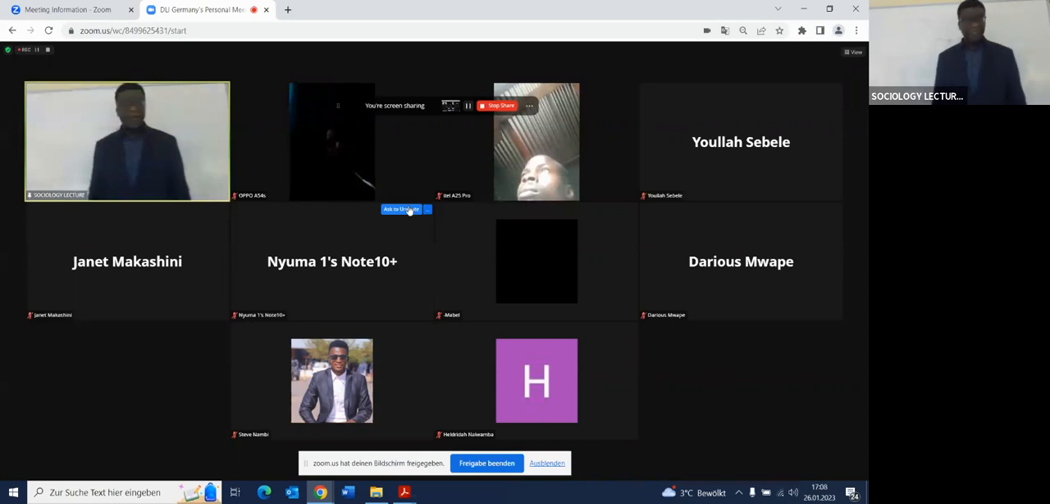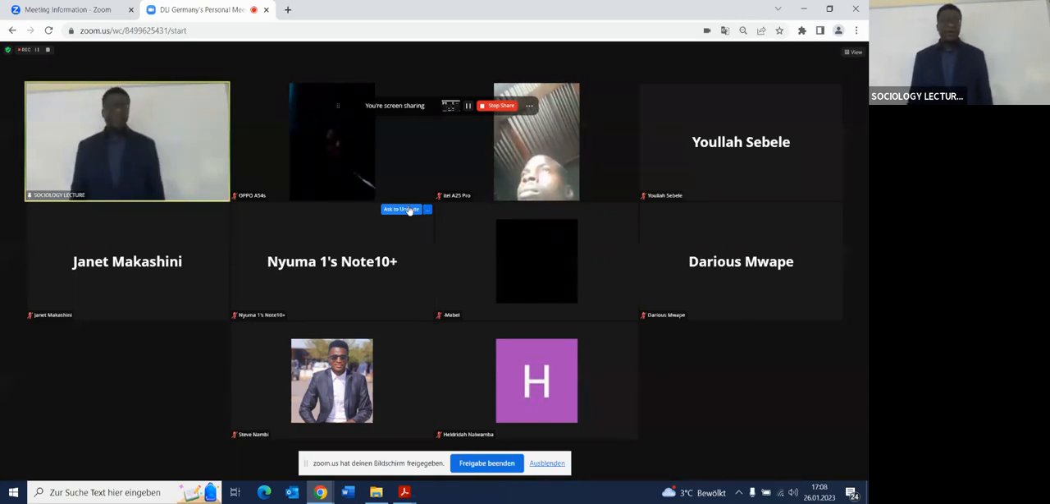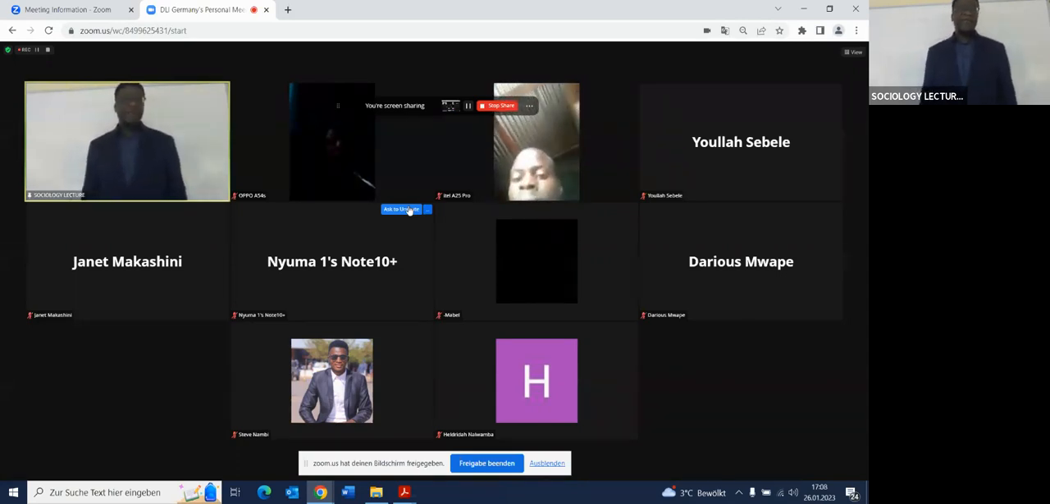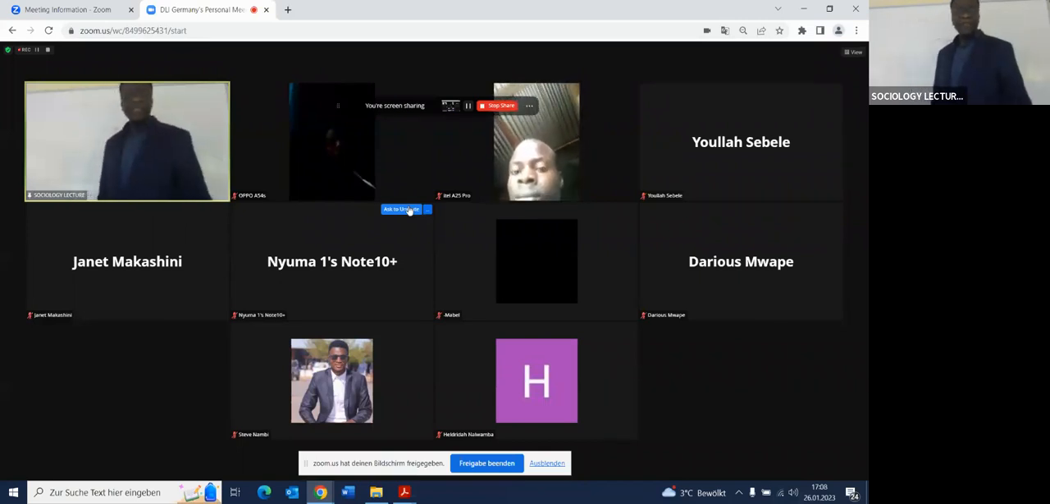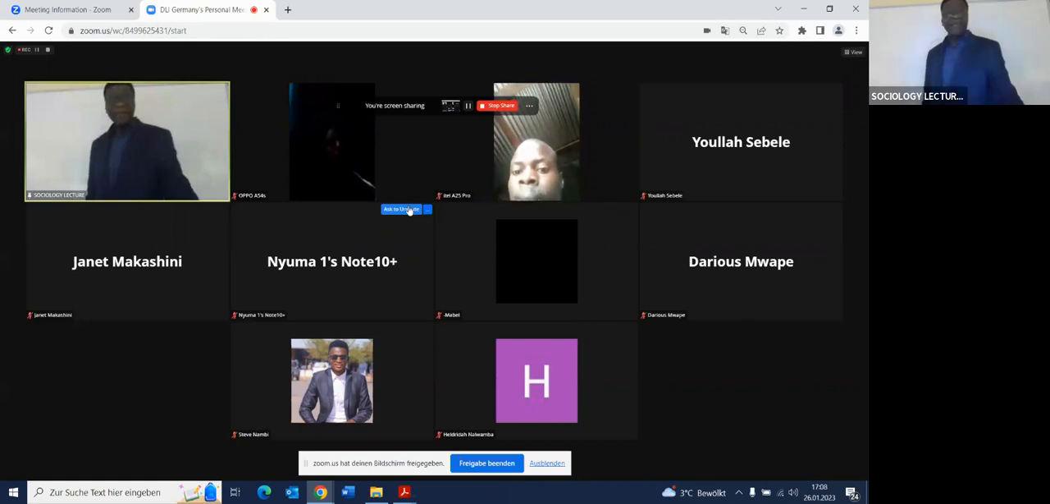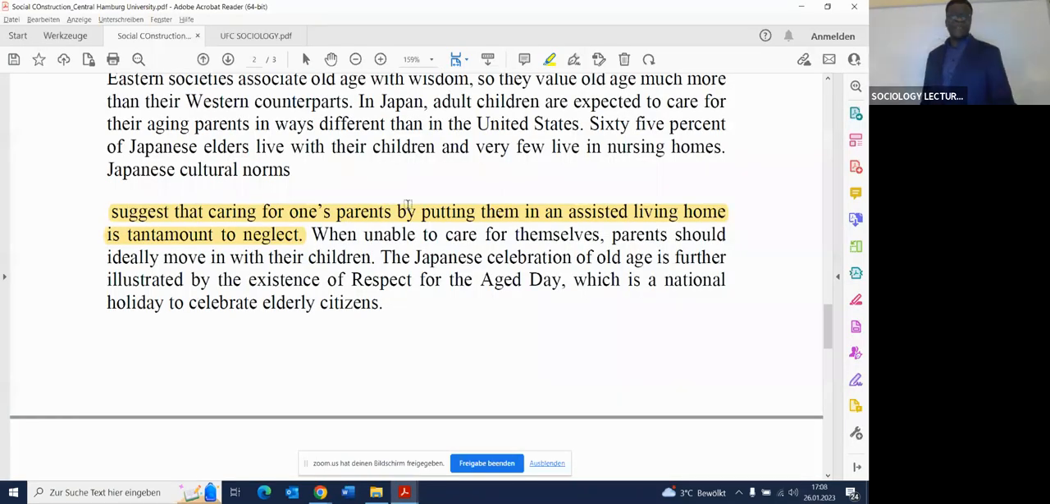You have to have a heart to take care of the aged, not just for the sake of the money. So that's what the Japanese are saying here. It's sort of like a neglect to send my mama, papa to a home. When unable to care for themselves, parents should ideally move in with their children. Yeah, that's it.